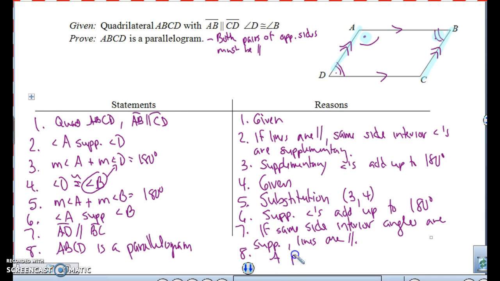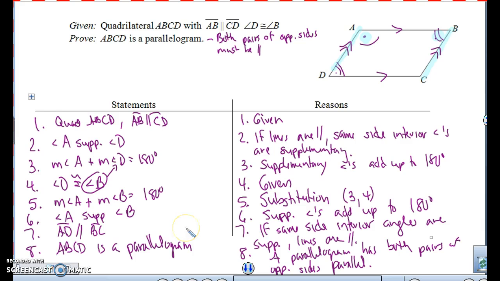So a parallelogram has both pairs of opposite sides parallel. So we used both same side interior angles being supplementary from parallel lines, and we used its converse. If the same side interior angles are supplementary, then the lines are parallel. We use both of them. So that is using them for same side interior angles.